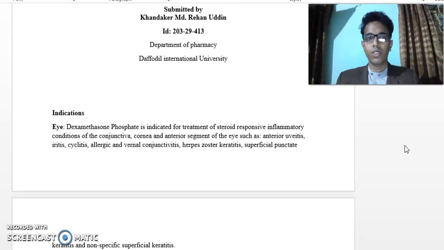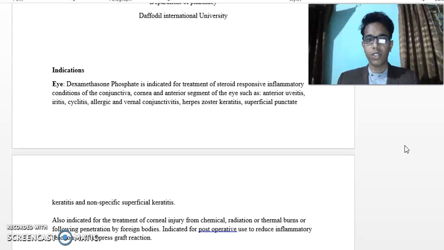First of all, we see some indications. Dexamethasone phosphate is indicated for treatment of steroid-responsive inflammatory conditions of the conjunctiva, cornea, and anterior segment of the eye, such as anterior uveitis, iritis, cyclitis, allergic and vernal conjunctivitis, herpes zoster keratitis, superficial punctate keratitis, and non-specific superficial keratitis.